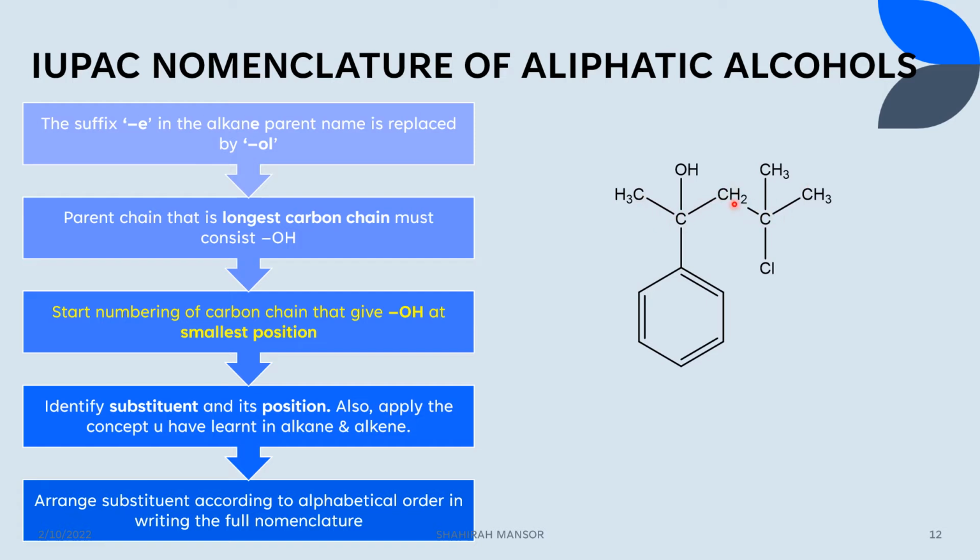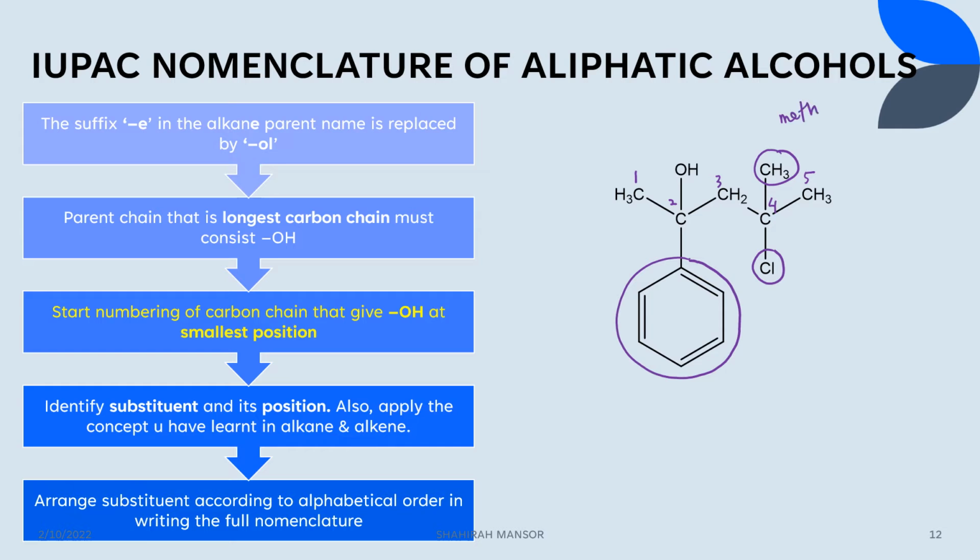Okay, now start numbering from the end that gives OH on the smallest position. So untuk memberikan OH ni berada pada kedudukan yang paling rendah, maka numbering should start from left. Okay, so 1, 2, 3, 4, 5. Okay, so by having that as our parent chain, maka kita akan ada methyl, chloro dan benzene ring sebagai substituent.